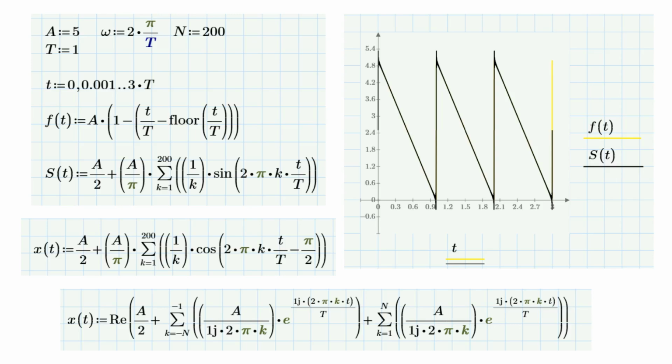On the right-hand side, the plot compares the original waveform f of t with its Fourier approximation S of t. The close overlap between the two confirms the correctness of the derived Fourier series. Any small ripples near the discontinuities are due to the finite number of harmonics and are an example of the Gibbs phenomenon. You may pause the video here to inspect the equations and observe how the mathematical expressions translate directly into the reconstructed waveform.